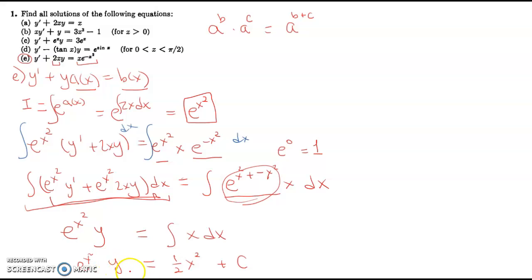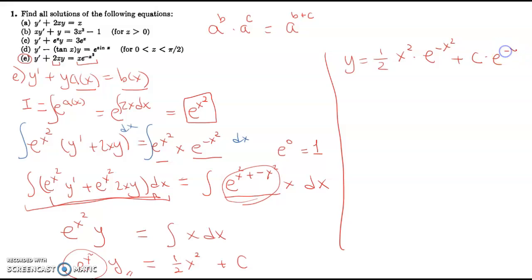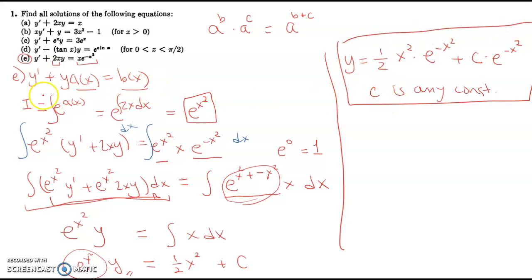Remember we have to get y by itself, so I'm going to divide both sides by this. So we come to y equals 1/2 x squared times e to the power of negative x squared plus c times e to the power of negative x squared. Okay, so this is our answer, and don't forget to note that c is any constant. So we have solved our differential equation for part E.